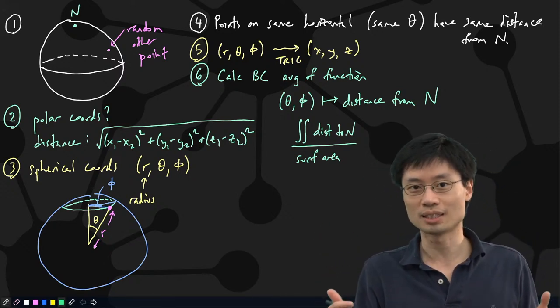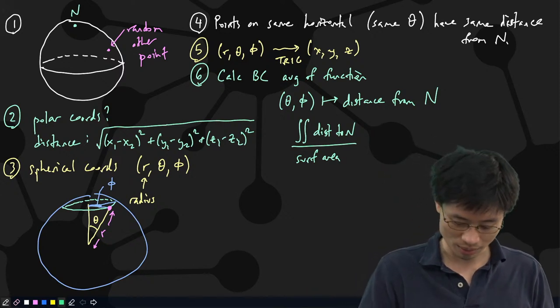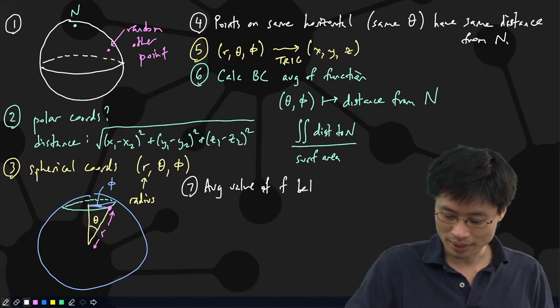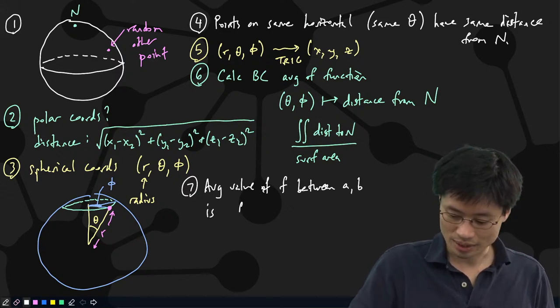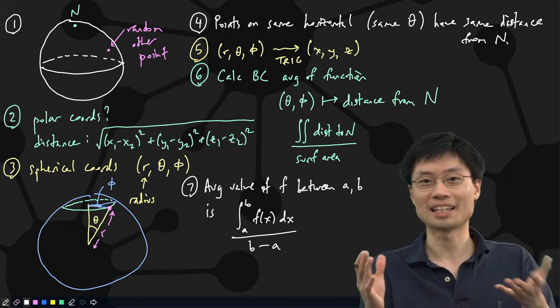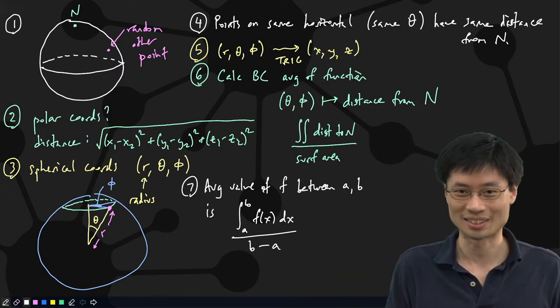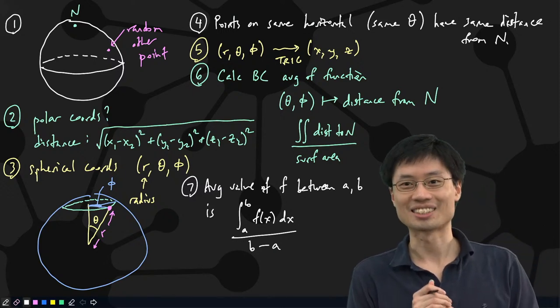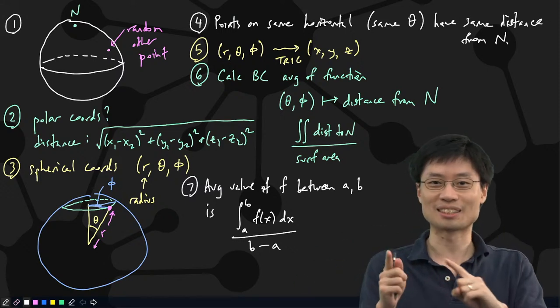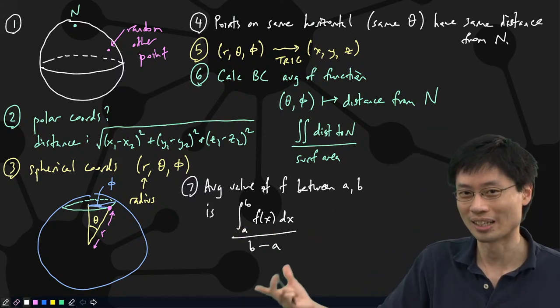When we do it in Calc BC, the average value of a function, maybe let's just do a reminder, right? We know that the average value of f between a and b is, you integrate from a to b, f of x dx, and you divide by b minus a. Let's pretend that a is less than b. That's actually going to be useful, or else you get a negative number. So, okay, that's true. Oh, you know what? Actually, it's okay even if a is the other way, because then the integral is negative. So actually, this is correct no matter what.